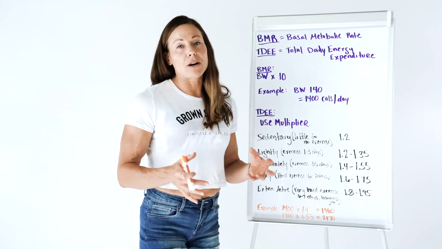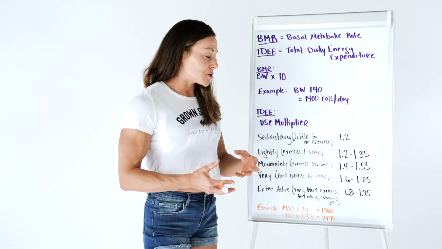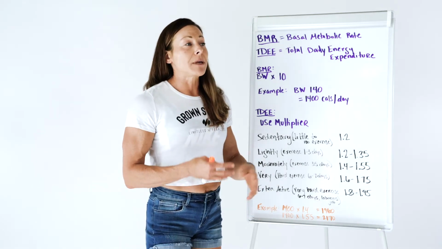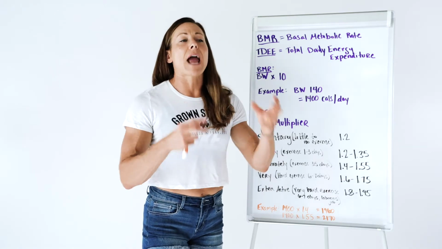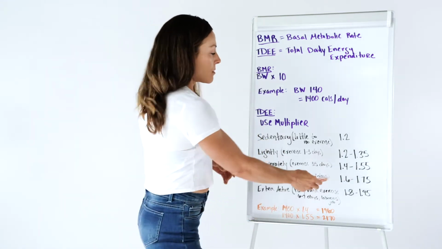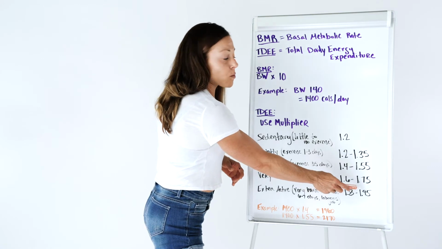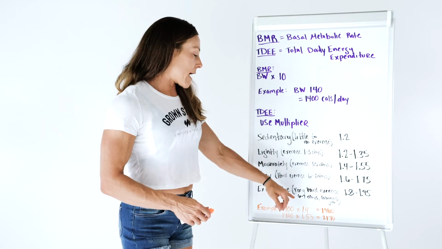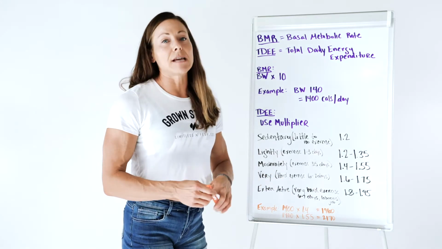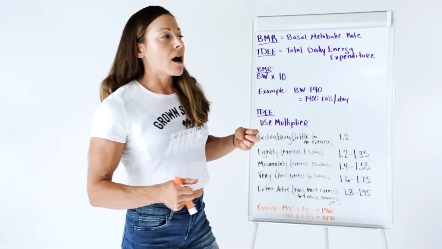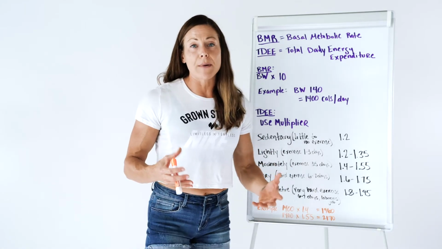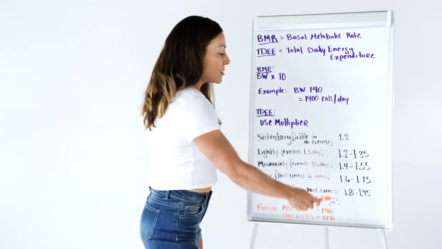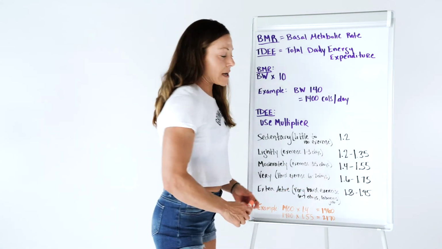How about very hard exercise? If you're doing intense exercise 6 to 7 days a week, maybe you're training twice a day, maybe your job has you being very active, you're very active with your kids and family. Your multiplier is 1.6 to 1.75. Lastly, extra active. You're working out extra hard 6 to 7 days a week, maybe twice a day. You have a hard, laborious job. Perhaps you're on your feet a lot. You perform manual labor. Your multiplier is going to be 1.8 to 1.95.